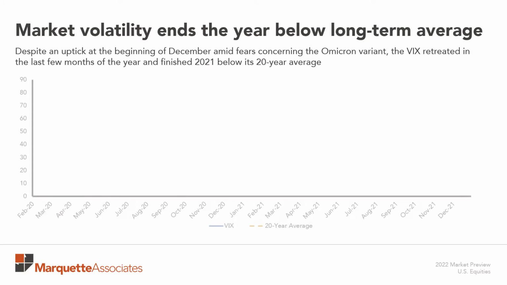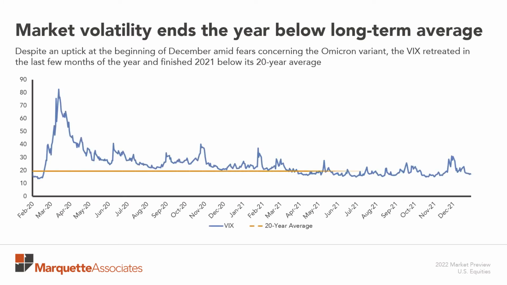Despite a few spikes in market volatility throughout the course of 2021, most of which were related to the outbreak of new strains of the COVID-19 virus, including Delta and Omicron, the VIX ended the year below its long-term average. That said, many expect market turbulence to be prevalent in the coming year due to a variety of factors, including increasingly restrictive monetary policy, continued supply chain inefficiencies, and elevated valuations.